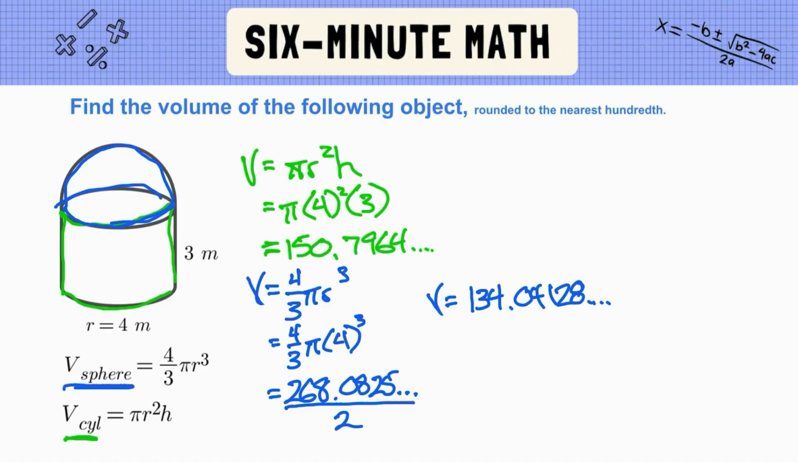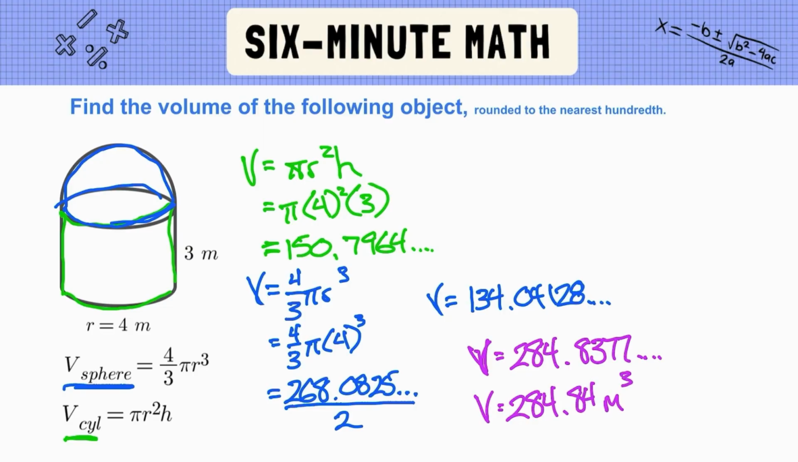I now have the volume of my cylinder and my hemisphere, so I'm going to add those together. We have a volume of 284.8377. And then my question tells me to round it to the nearest hundredth. So we have a volume of 284.84 cubic meters.